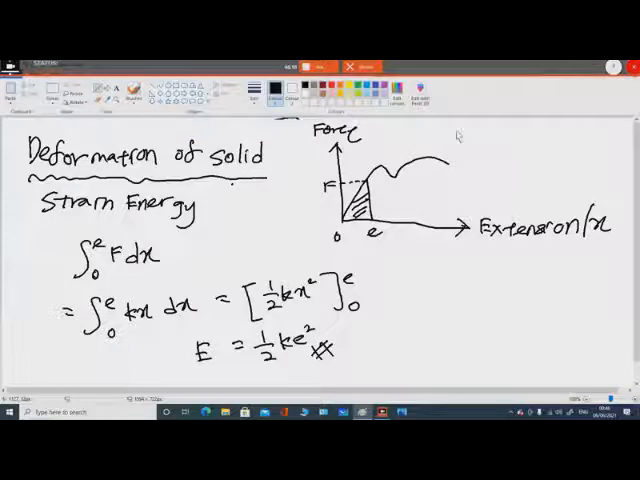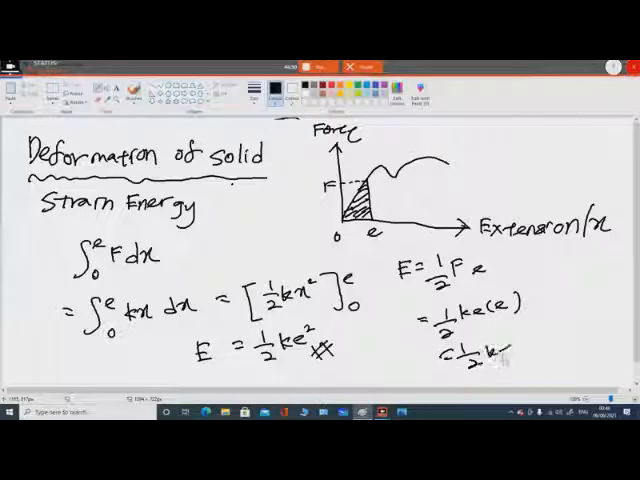Or you can say that this area is actually a triangle area. So this triangle area is our strain energy, which is half times the force applied times the extension. So F is equal to Ke, and this one is another E. So finally we get half Ke squared. So these two explanations are both applicable.